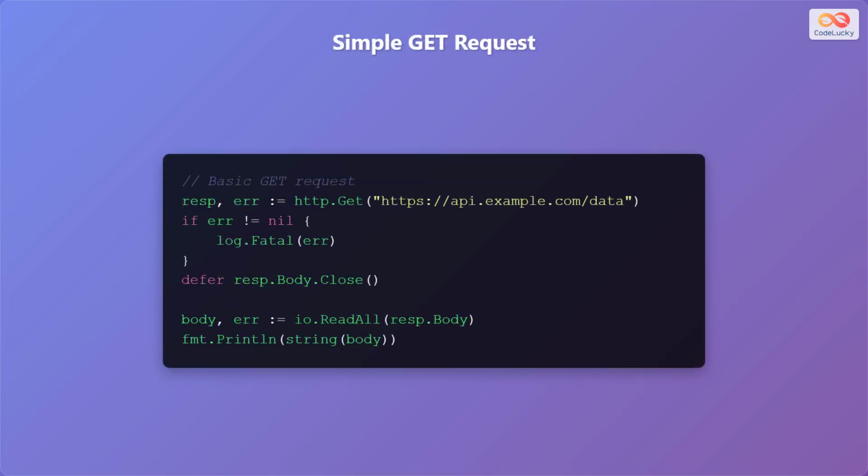Let's start by creating a simple GET request. Here's an example of how to perform a basic GET request to retrieve data from a web server. First, the http.Get function sends a GET request to the specified URL, in this case, https://api.example.com/data. If there is an error during the request, it logs the error and exits. The defer statement ensures that the response body is closed after the function completes to prevent resource leaks. The io.ReadAll function reads all the data from the response body. Finally, the response body is printed to the console as a string.